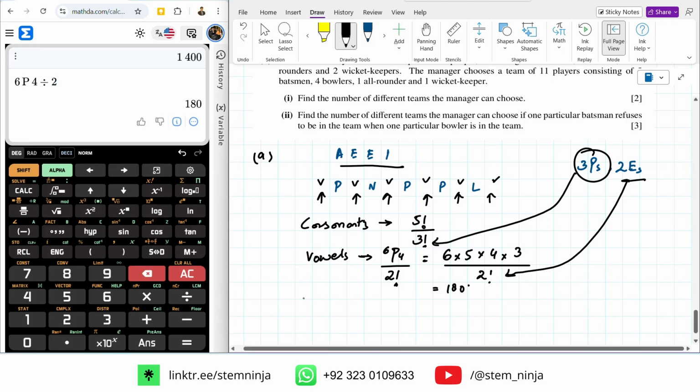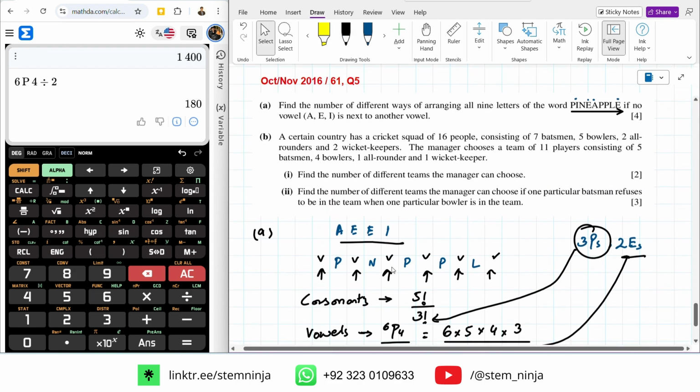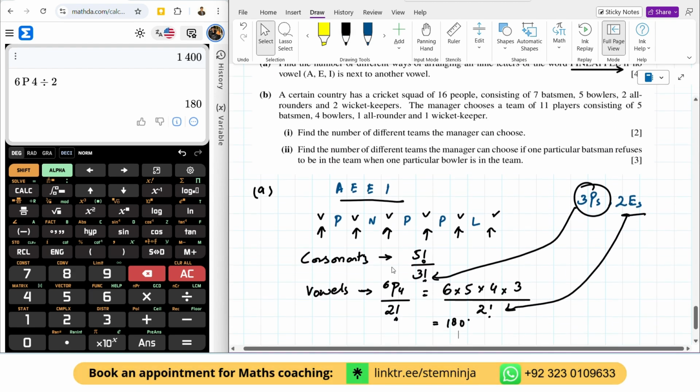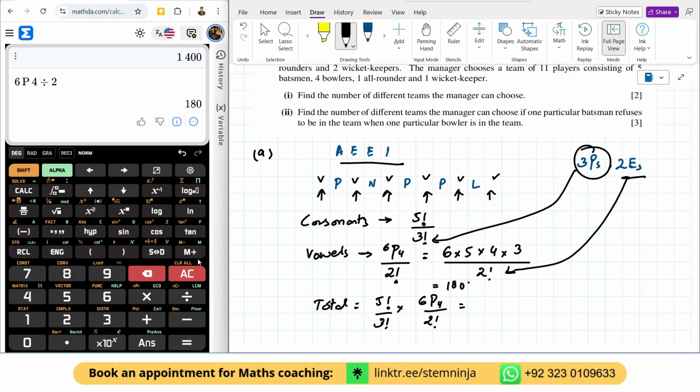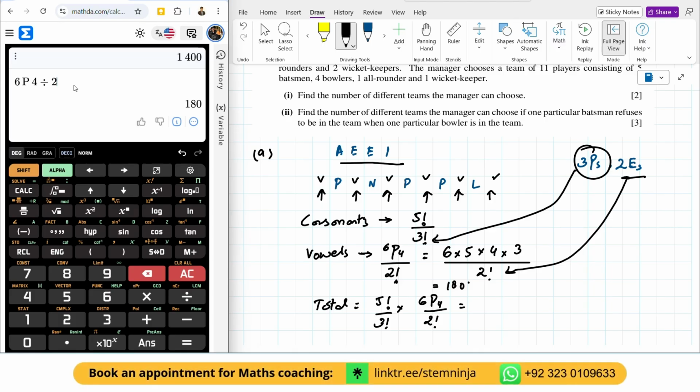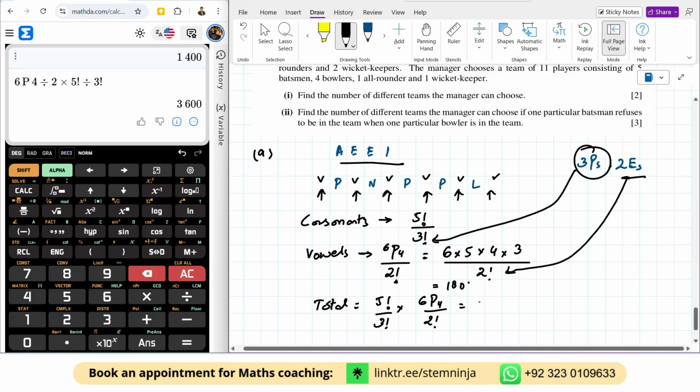Now, total ways, right? Total ways we need to combine them. So not add them, but combine them. So total would be 6P4 over 2 factorial, whatever this is, sorry, this was 180, times by 5 factorial divided by 3 factorial. So this is 3600.